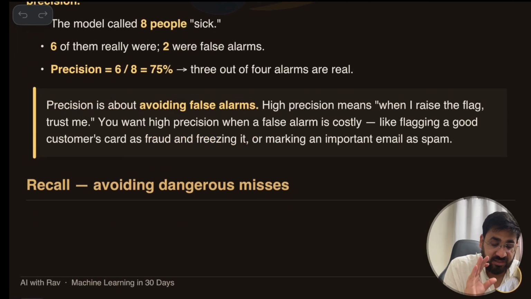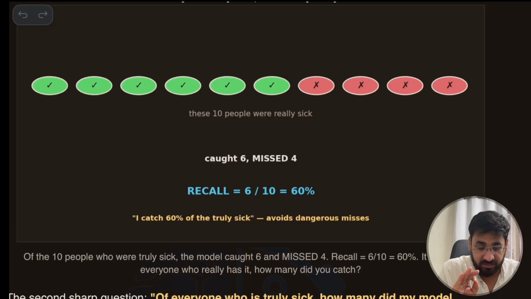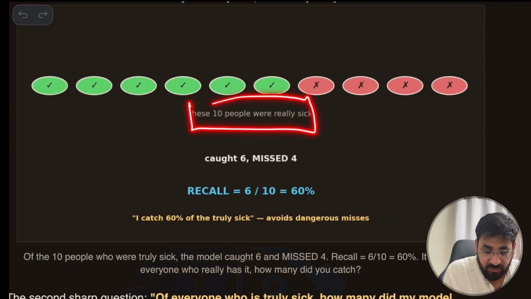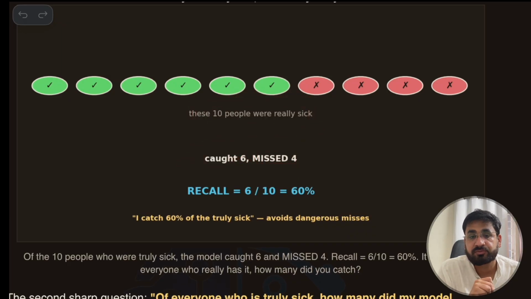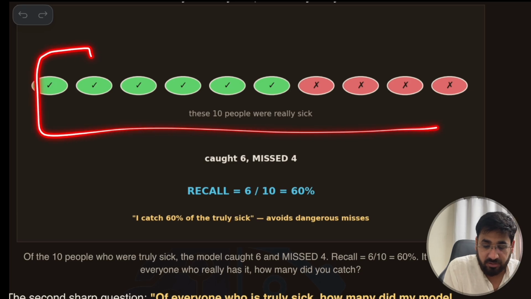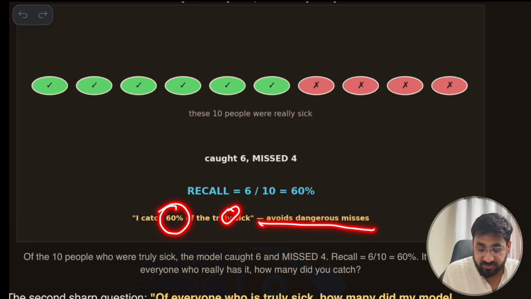Now comes the second thing, recall. What is recall? Now let's see again. These 10 people were really sick, 6 caught and 4 missed. Among these 10 people who are really sick, we caught 6 people, and we missed 4 people. Now if I ask you what is the recall, that is 6 by 10, 60%. I caught 60% of the truly sick, avoid dangerous miss.